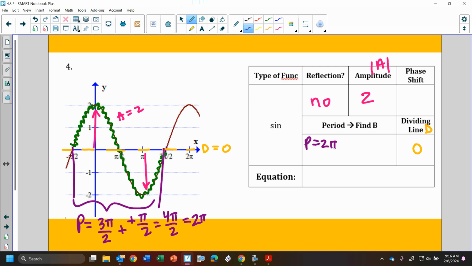I want you guys to think. Instead of setting up an equation, I want you to think. The period is 2 pi. What's the normal period for sine and cosine? 2 pi. So did the period change? No. What does that mean your b value is? 1. Not 0. 1. Cool. Your b value is a 1. The period did not change, so your b is 1. Does that make sense?